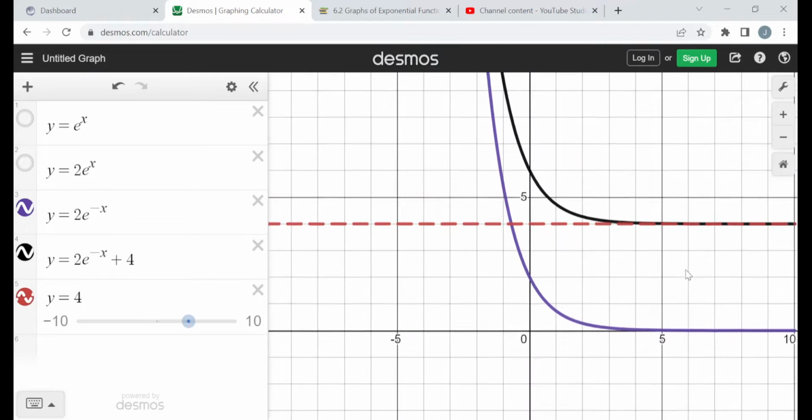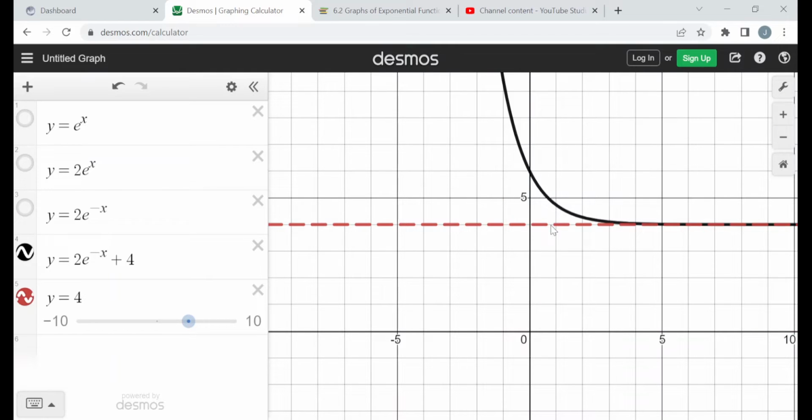But the domain is the same, right? Alright, so let me turn the purple graph off. The domain is the same, it's all real numbers, and the domain is all real numbers for any exponential function. It's the range that changed. Instead of being all positive numbers, now it's all the numbers greater than 4, because everything got moved up 4. The graph will never touch below y equals 4, or never touch y equals 4, so I'm going to write all that in.